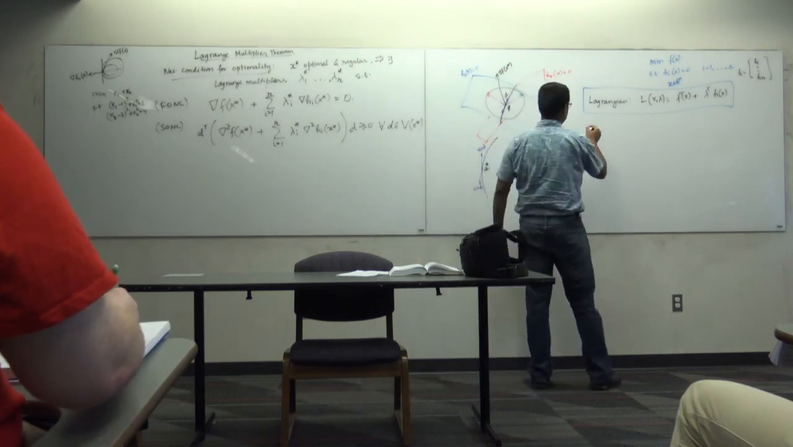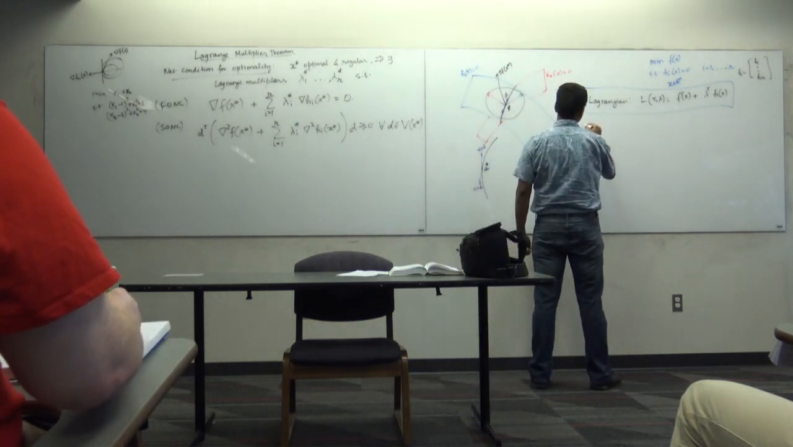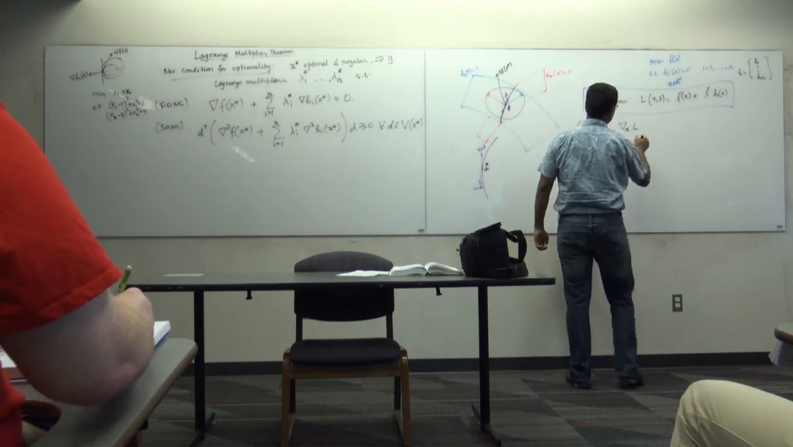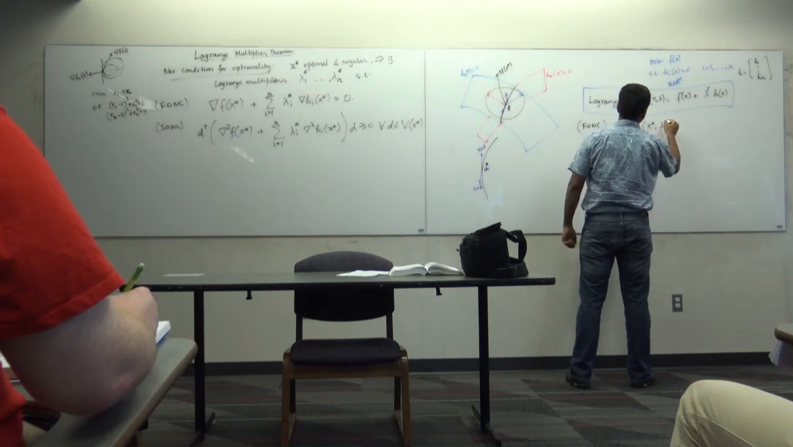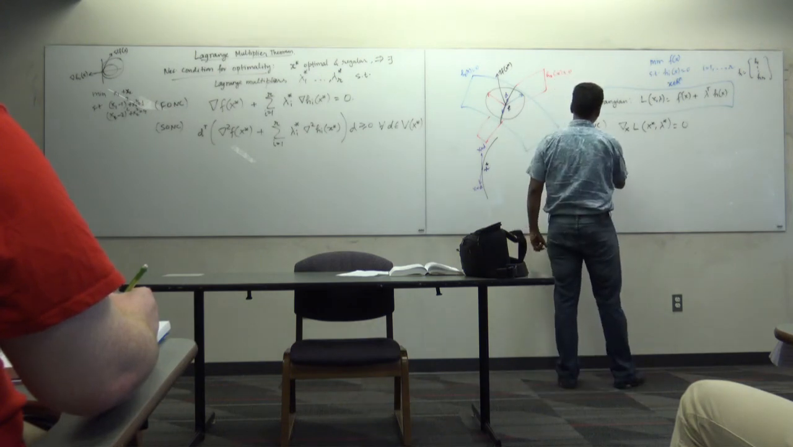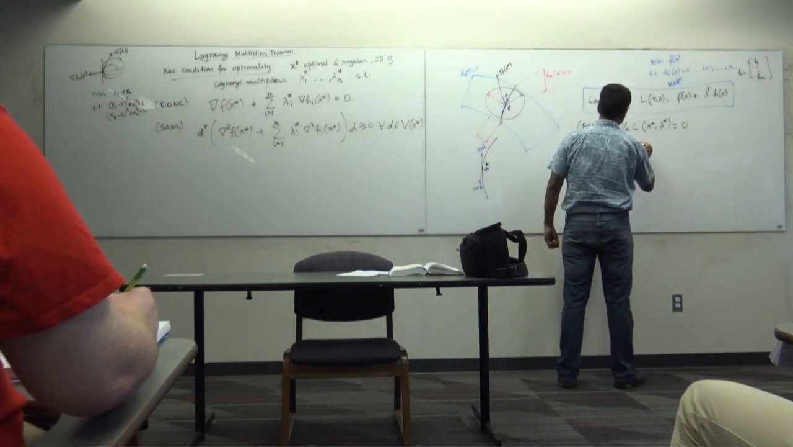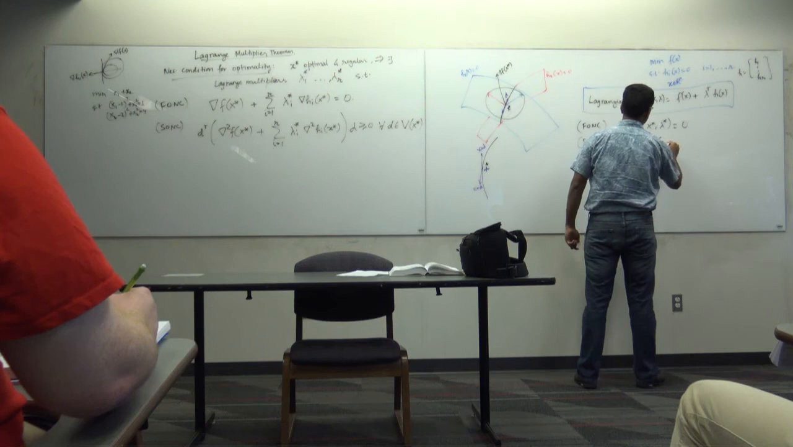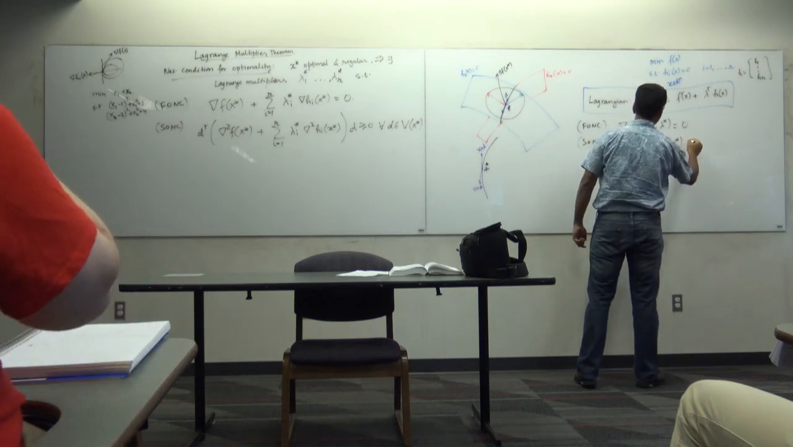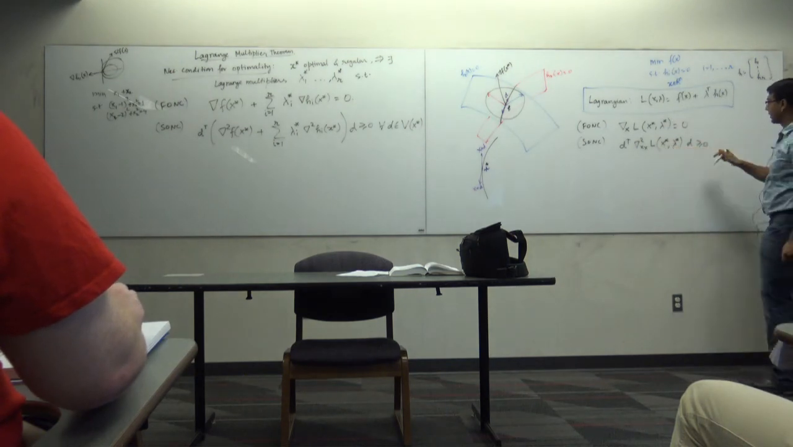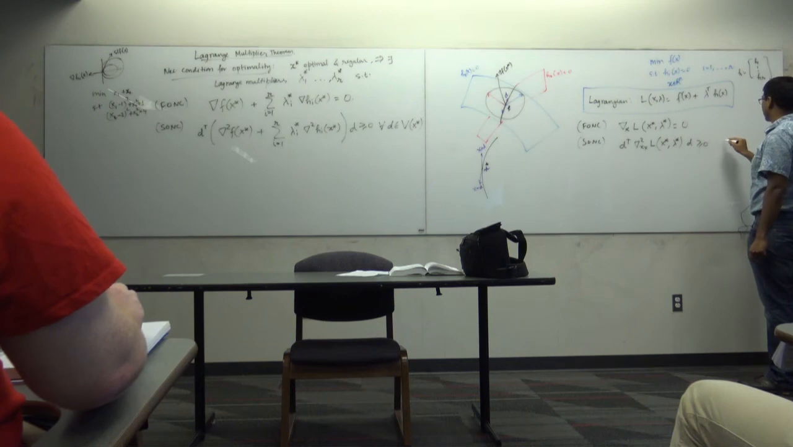And based on this expression, I can define the first order necessary condition as gradient with respect to x of L at x star, lambda star equal to 0. And the second order necessary condition is d transpose times the second derivative of L, evaluated at x star and lambda star, is greater than or equal to 0 for all d in V of x star.